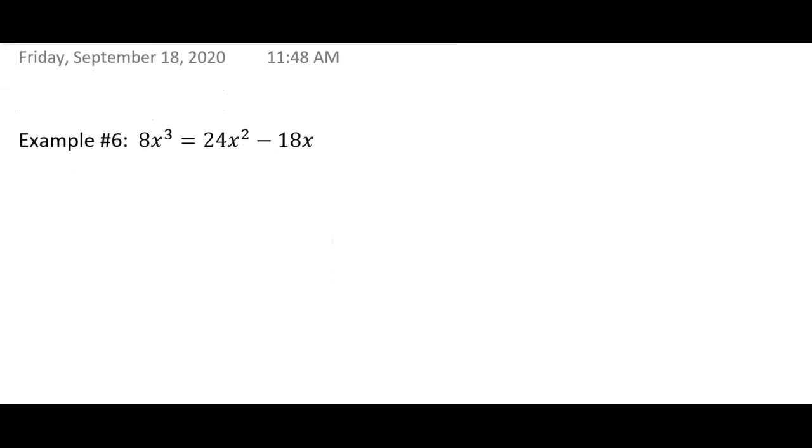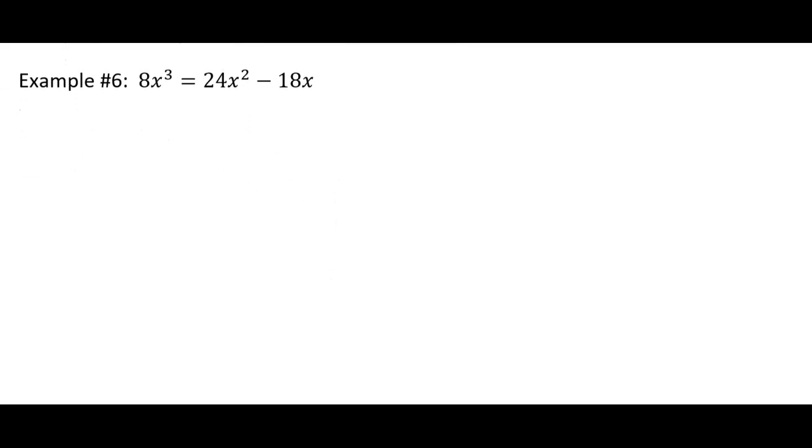Okay, so we have another example. We're going to put everything on the left-hand side, and we're going to keep it in standard form. So we're going to have our 8x cubed minus 24x squared plus 18x. Notice that when those terms come over, they're changing their signs. Equals 0.